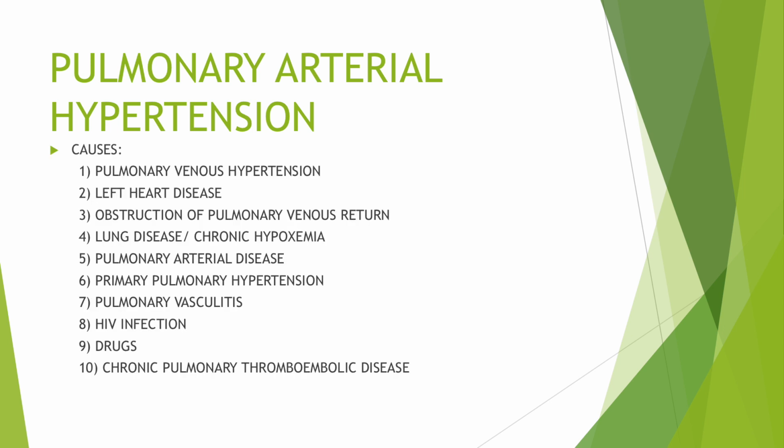Pulmonary arterial hypertension can be caused by pulmonary venous hypertension, left heart disease, obstruction of pulmonary venous return, lung disease or chronic hypoxemia, pulmonary arterial disease, primary pulmonary hypertension, pulmonary vasculitis, HIV infection, drugs, and chronic pulmonary thromboembolic disease.